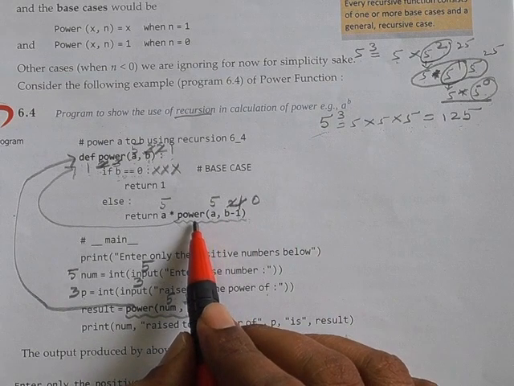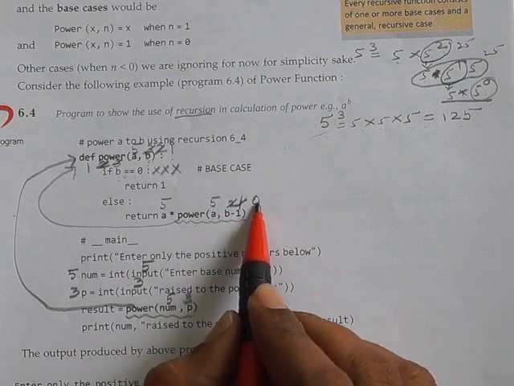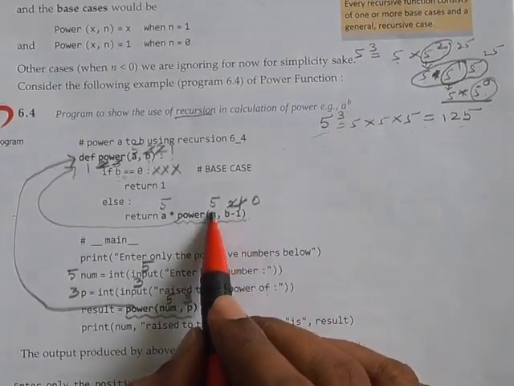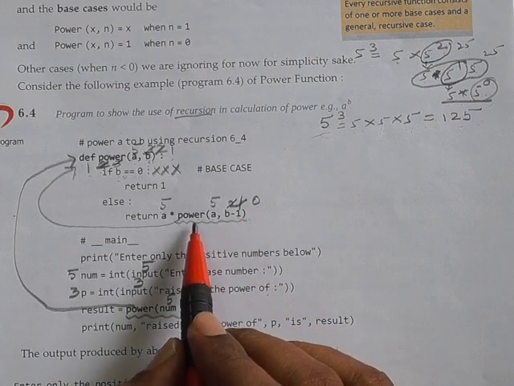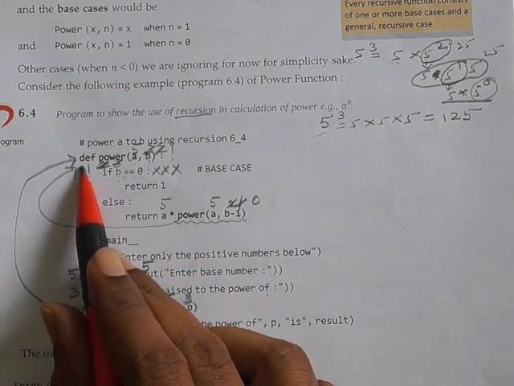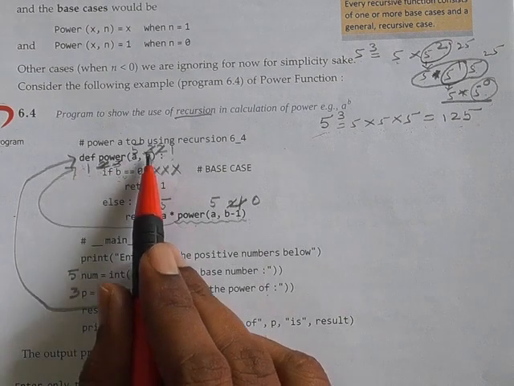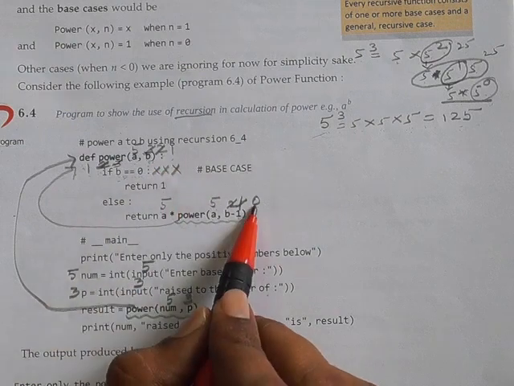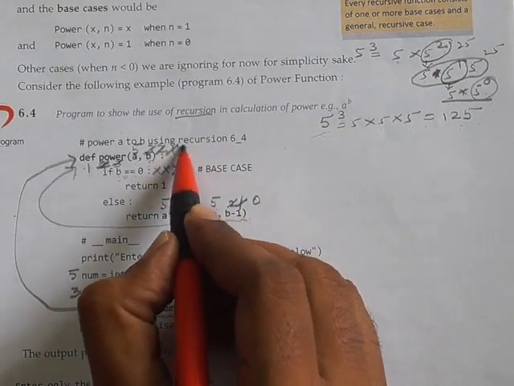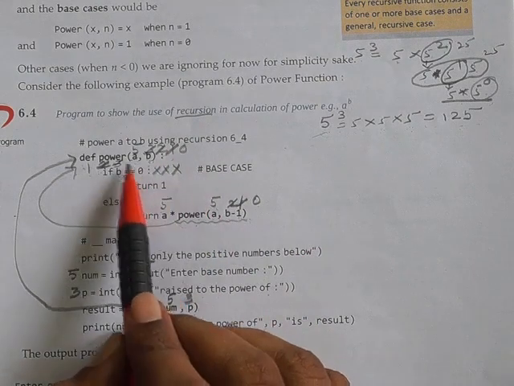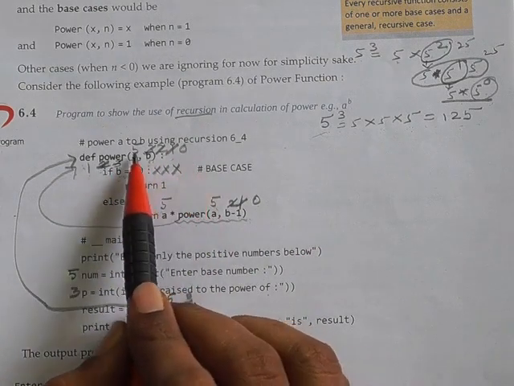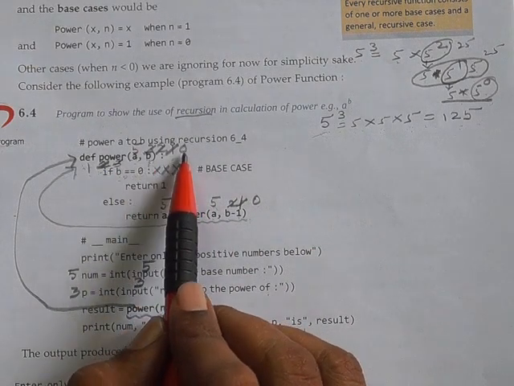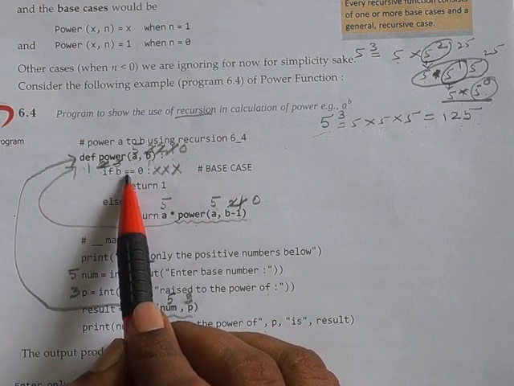So now we are going to find the value of 5 power 0. Once again the control will be transferred to the power definition. Now what is the value of A? Of course the same 5. Now what is the value of B? It is 0. We can strike out this 1 and we can put 0. Okay. Listen, what is the value of B? It is 0.